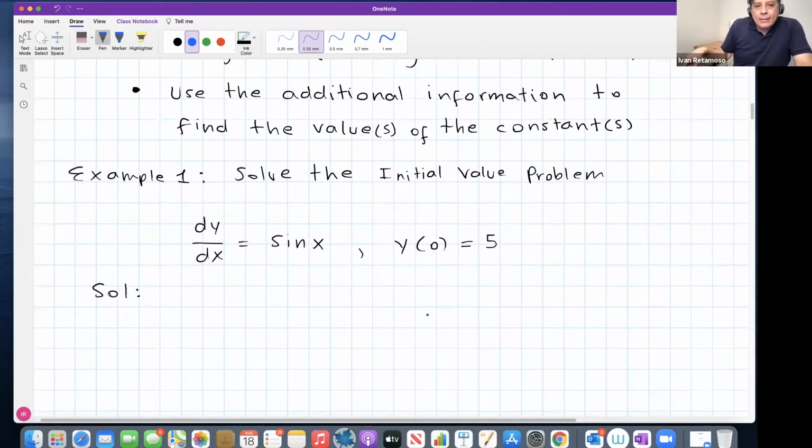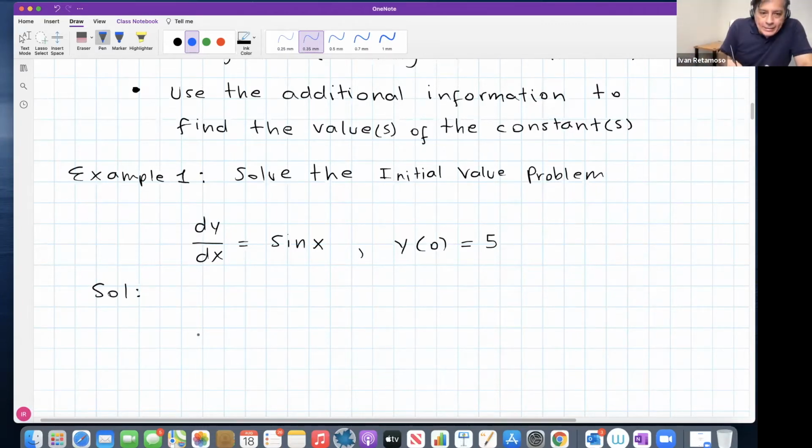Suppose they say that the derivative of some function y with respect to x is equal to sine of x. And in addition to that, you know that the function y evaluated at 0 is equal to the number 5. Then solve this initial value problem, meaning find the function y. Find the function y, okay? So we're gonna do that.